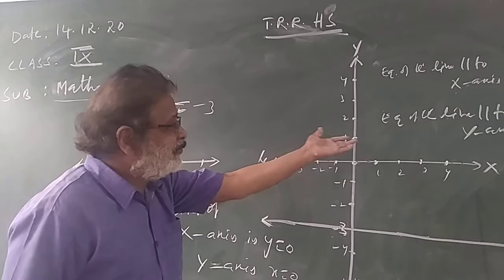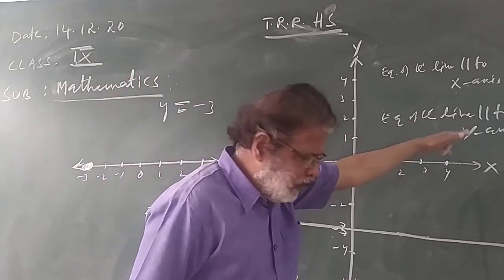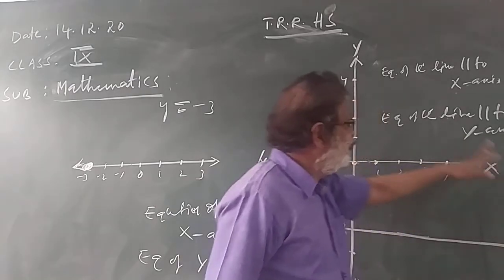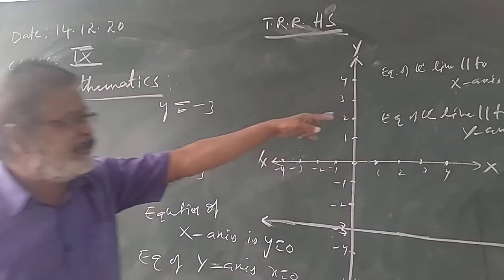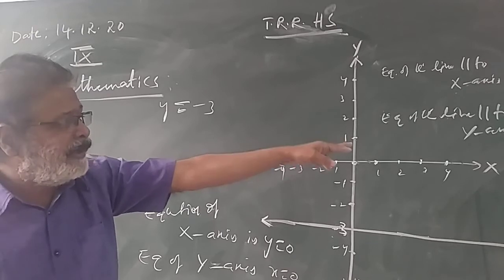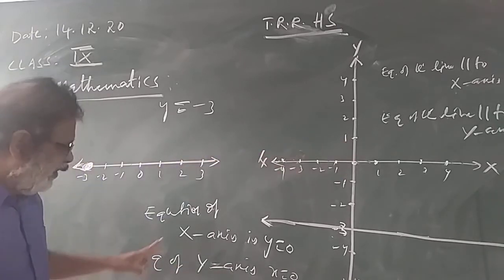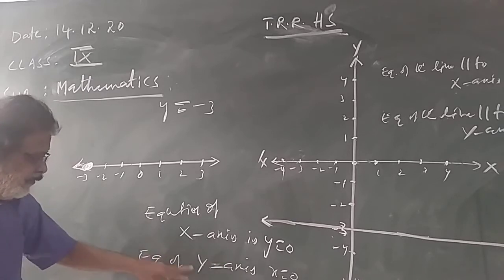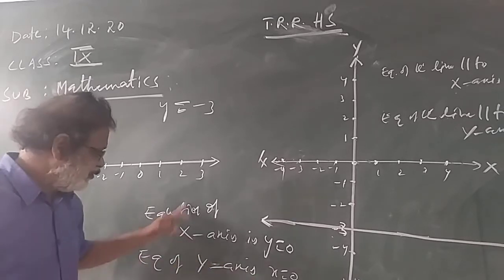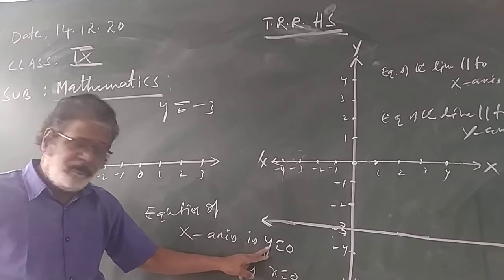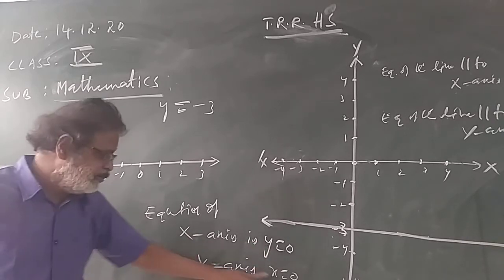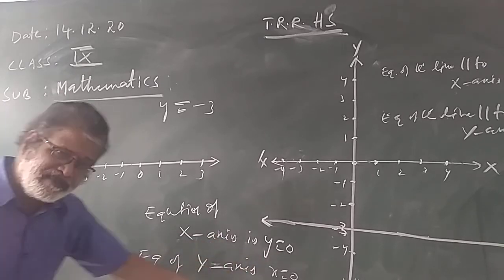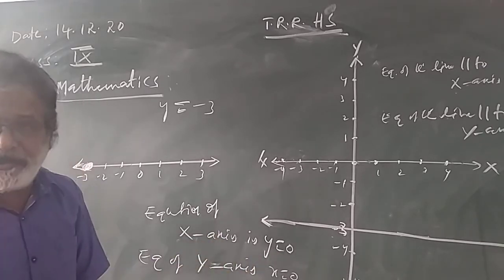Simply, the equation of the line parallel to y-axis at the distance of k units is x equal to k. Equation of the line parallel to x-axis is y is equal to k. Equation of x-axis is y is equal to 0. Equation of y-axis is x equal to 0. I hope you clearly understood, children.